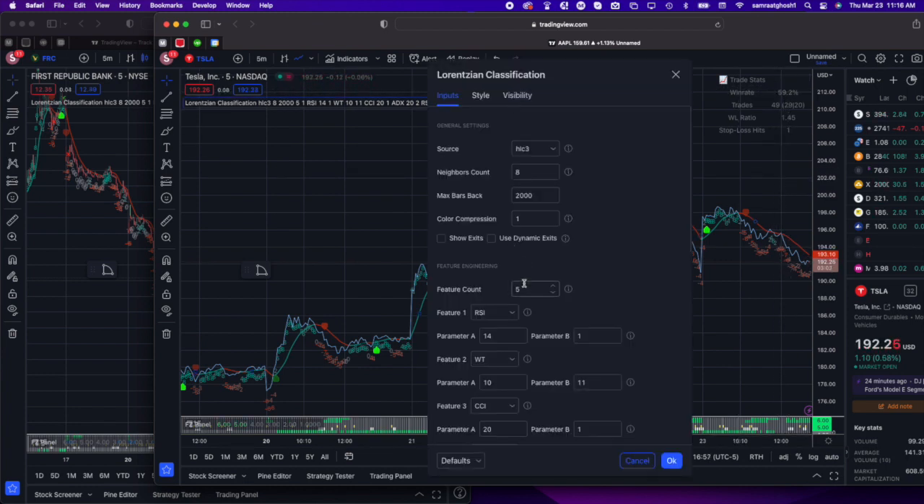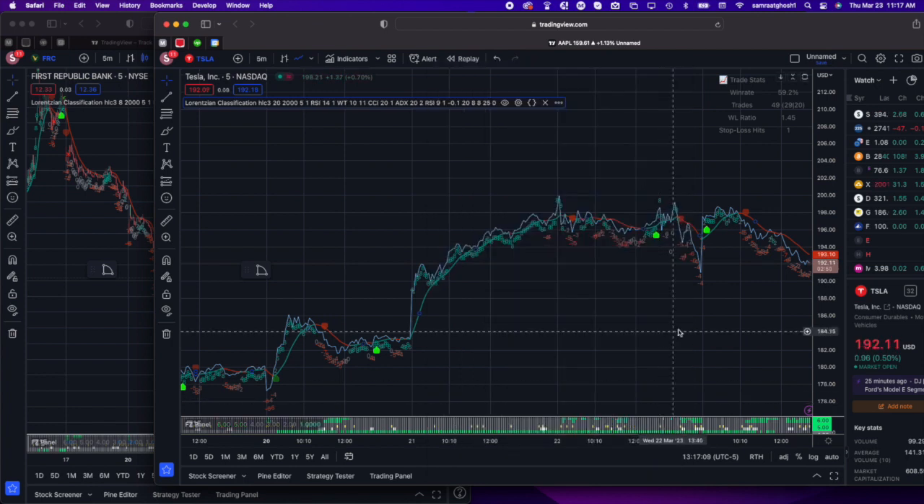Let's change neighbors count. I'm going to change this. If you make this higher or lower, usually the sweet spot's between 10 and 20, but 20 will usually increase the win rate.